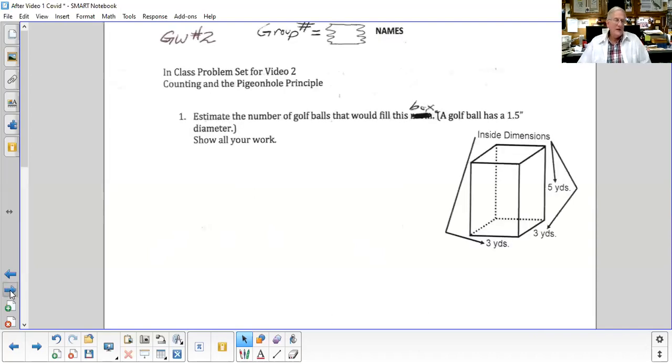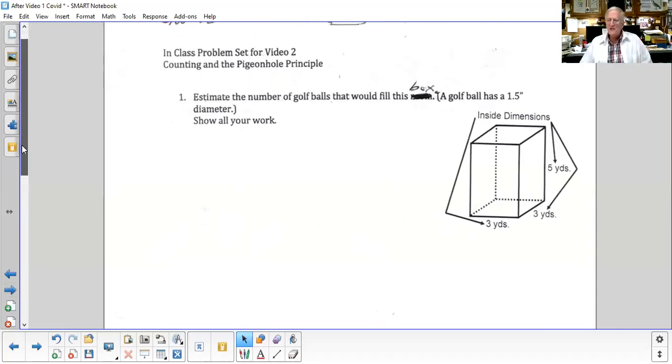I would like you to bring up the sheet called Group Work number 2. Group work number 2. Either have it on your pad or your computer or whatever. And if you didn't print it, that's okay. But let's solve this problem.